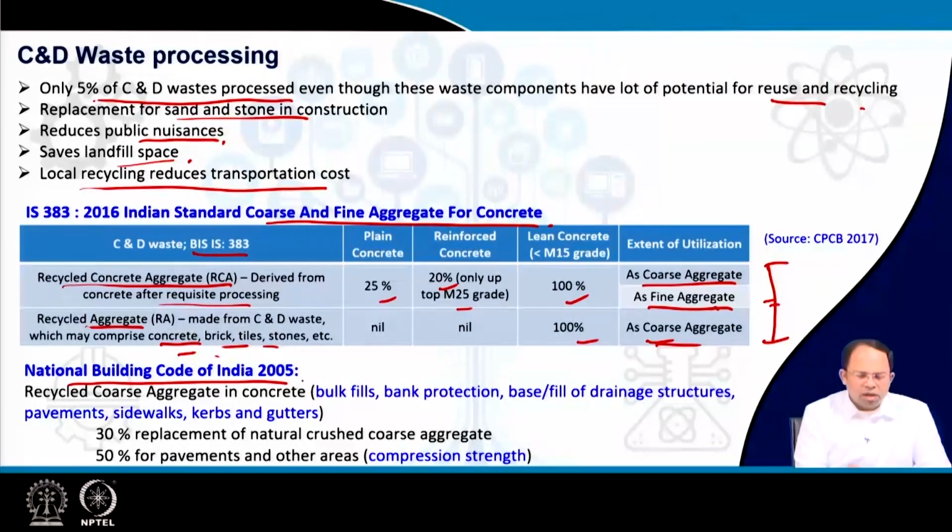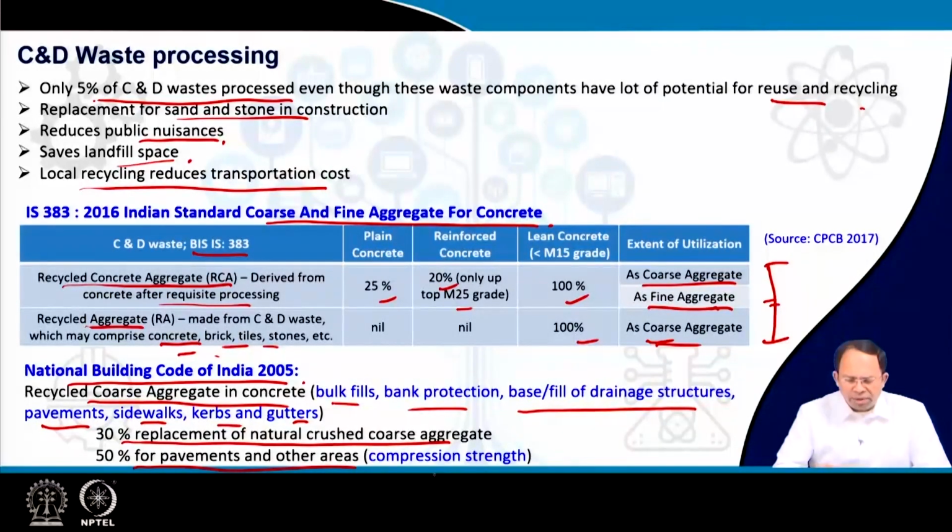The National Building Code of India also talks about use of recycled coarse aggregate in concrete as bulk fill, bank protection for some channels, base fill of drainage structures, pavements, sidewalks, curbs and gutters. It suggests 30% replacement of natural crushed coarse aggregate, and 50% for pavements and other areas where compressive strength is an issue but other kinds of strength are not. So that is how this kind of material is being promoted in different building codes in India, which will help in further reuse or recycling of this product.